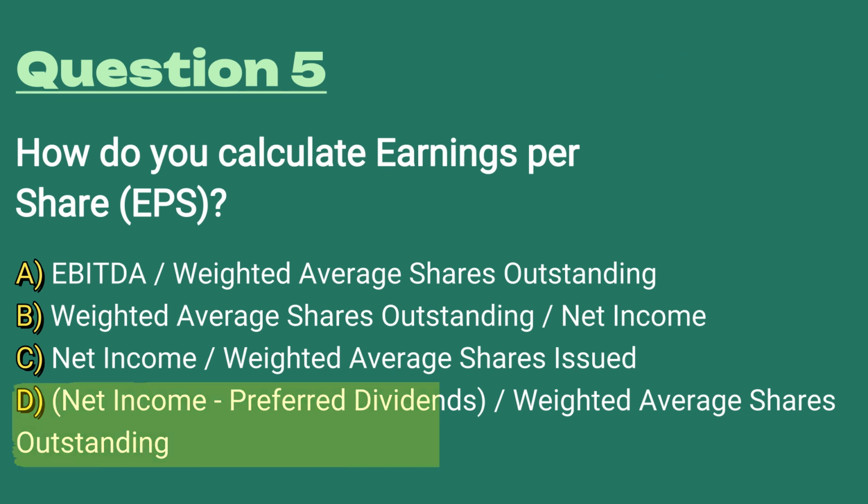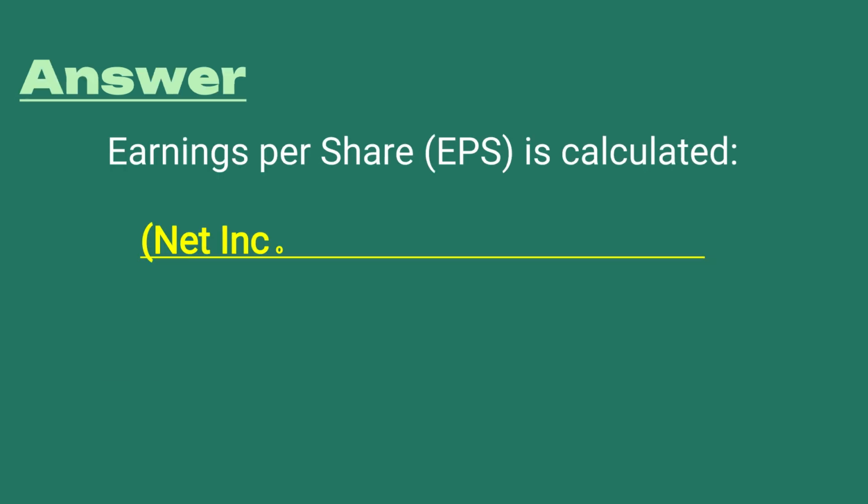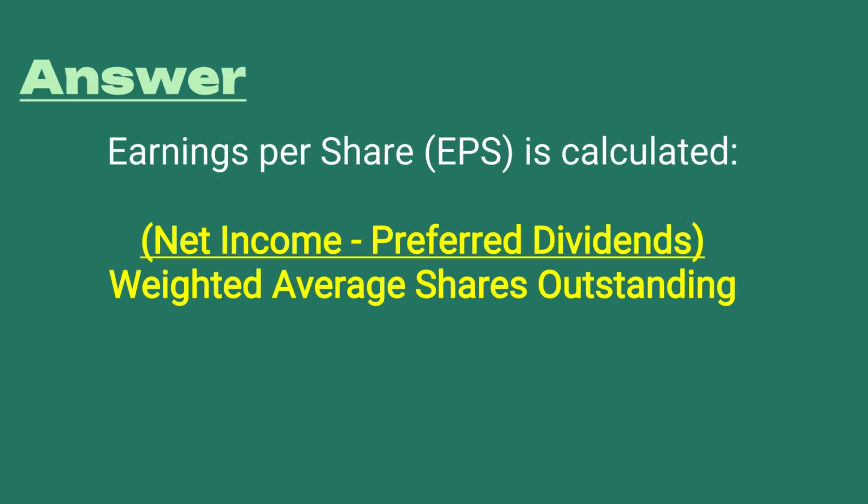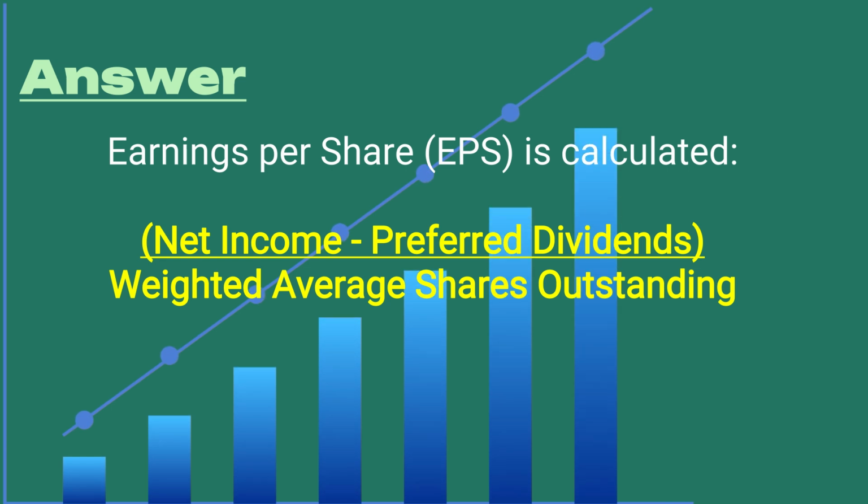Answer is D. You're going to take your net income from the P&L and you're going to subtract out any preferred dividends and you're going to divide that by weighted average shares outstanding. That is going to give you earnings per share, and that is a big driver of stock prices because you want to see earnings per share going up.